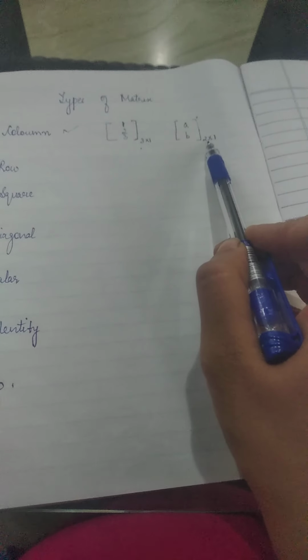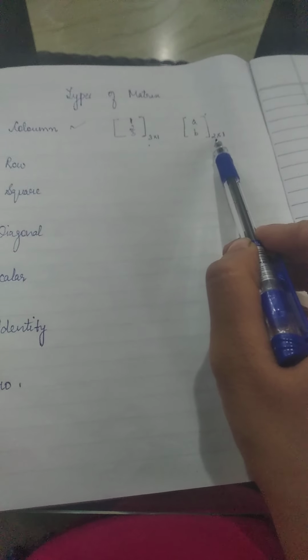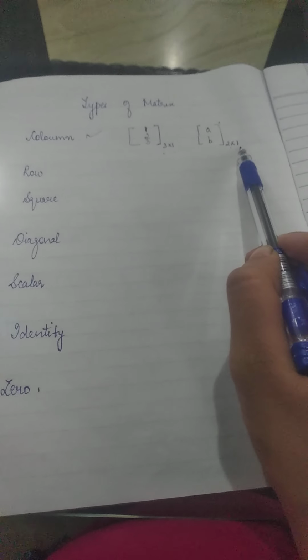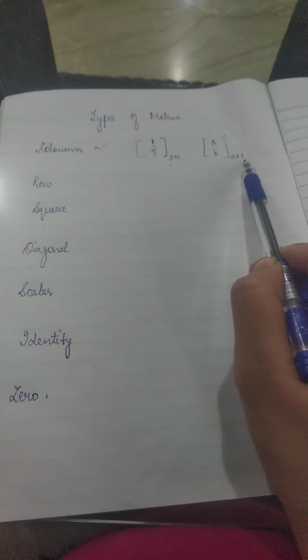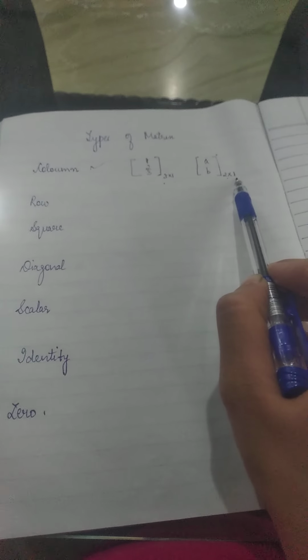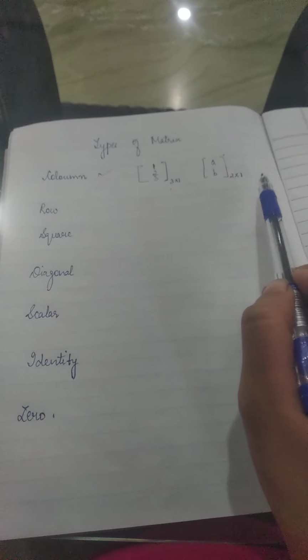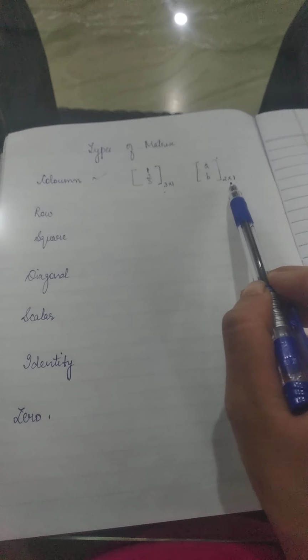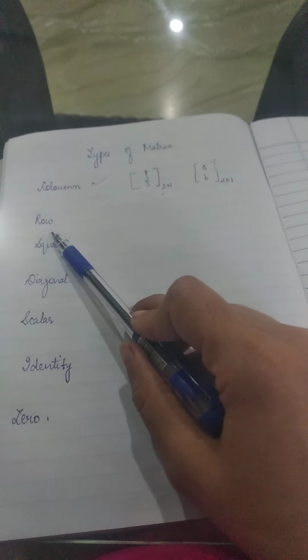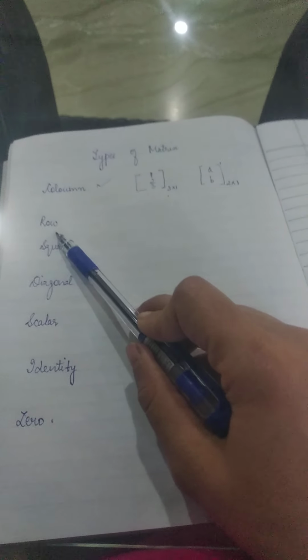Likewise, as we come across this example, this particular matrix also has 2 rows, but it has only 1 column. So in any case, a column matrix is one which has only 1 column, but it can have any number of rows. Likewise, our second type is the row matrix.